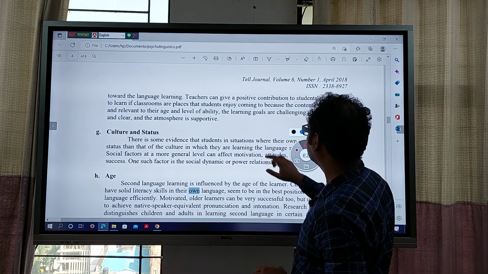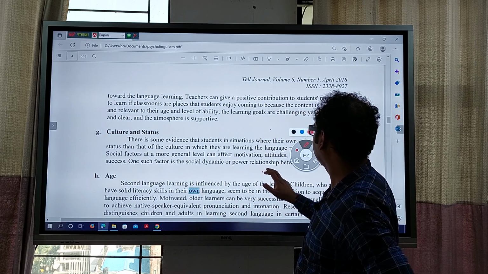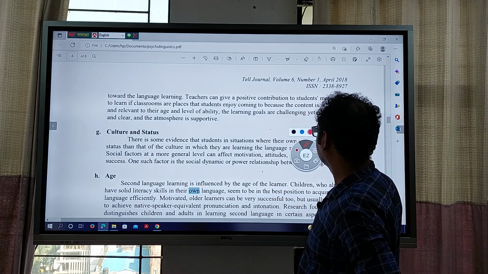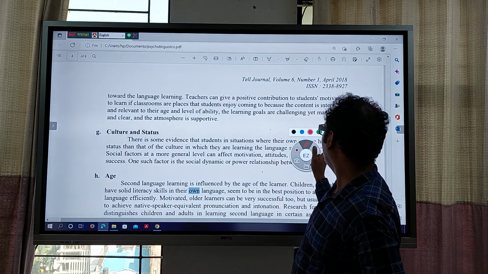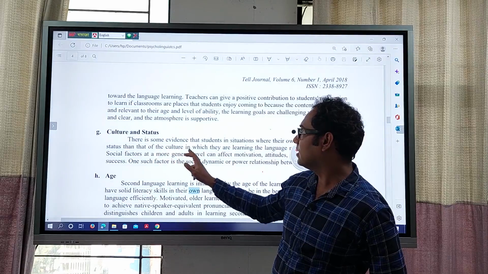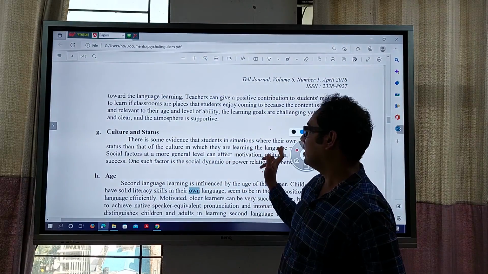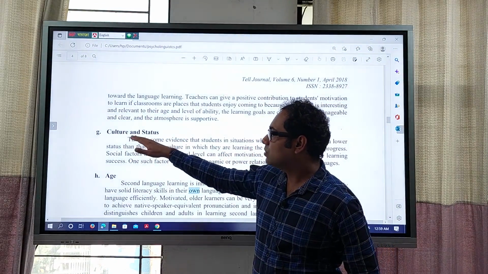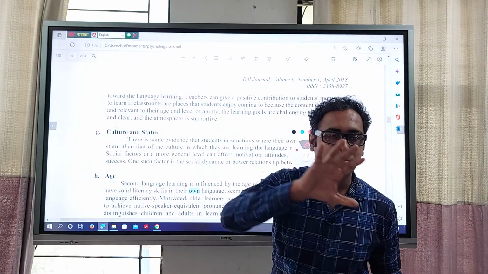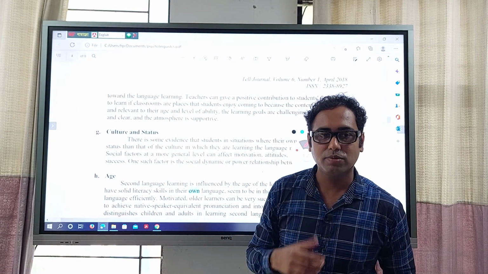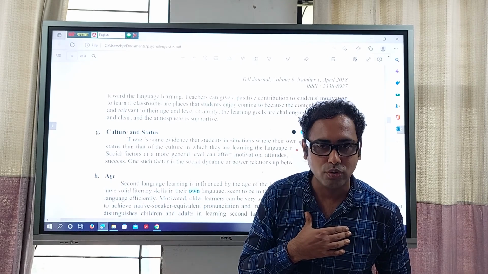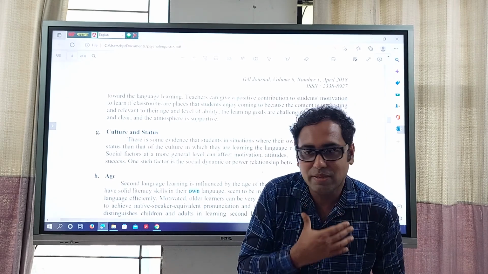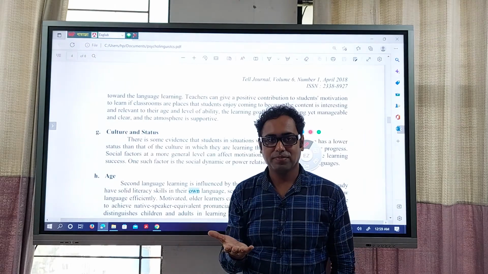Culture and status, what does it mean? There is some evidence that when students' own culture has a lower status than the culture of the language they are learning, it affects them. Suppose your culture and another culture match, you will learn the best. Suppose I am Muslim, I went to Saudi Arabia, Egypt, Morocco, I will easily be able to adjust with them.